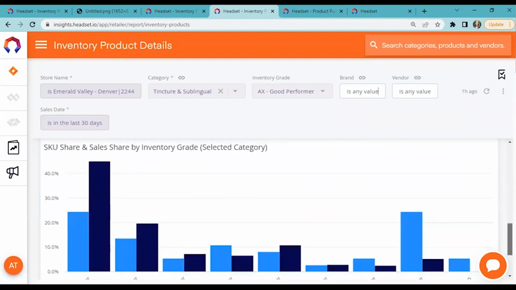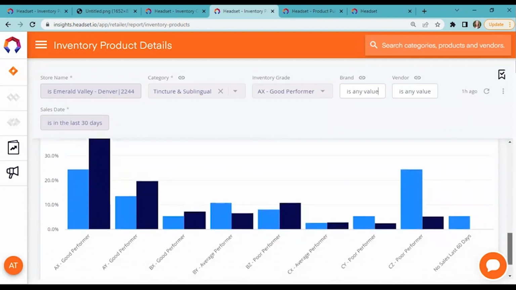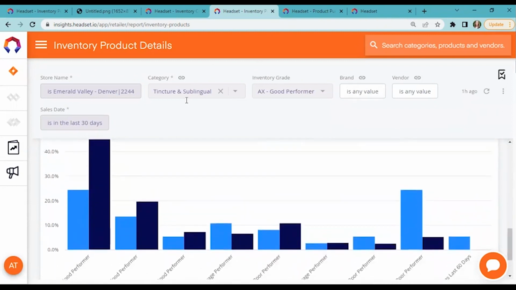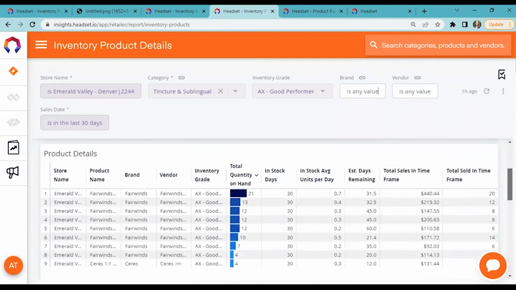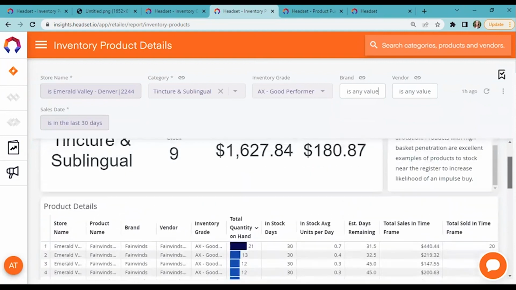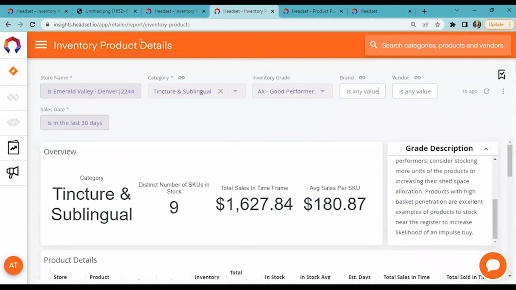And then SKU share and sales by inventory, again for this one specific category. This is kind of redundant information, but it's also available for you here. So that was my short and sweet explanation of this dashboard, but do you have any questions on this one?